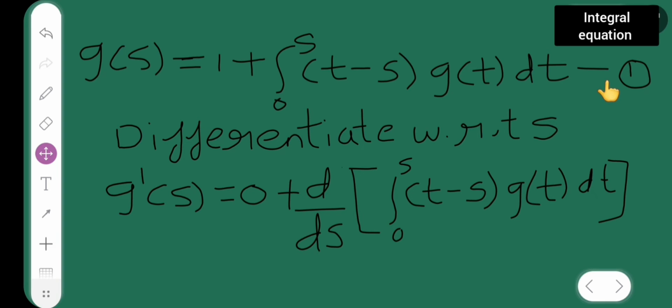Consider this as equation 1. Now differentiate this equation with respect to s. So what I'll get, g dash of s is equal to, if I differentiate 1 with respect to s, it will be 0 because it is a constant, plus d upon ds of the integral. So now I have to apply the Leibniz rule over here.